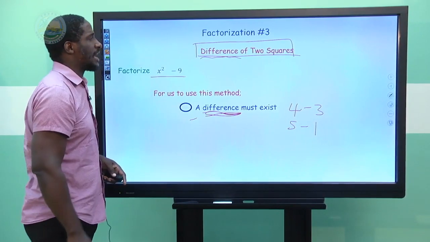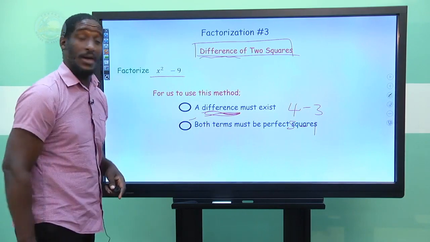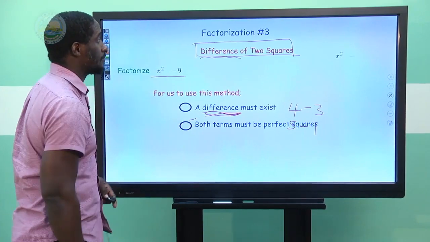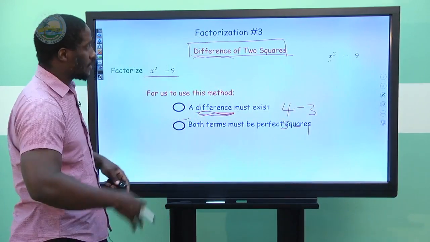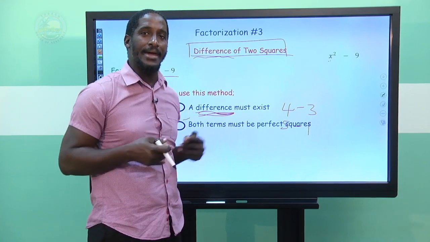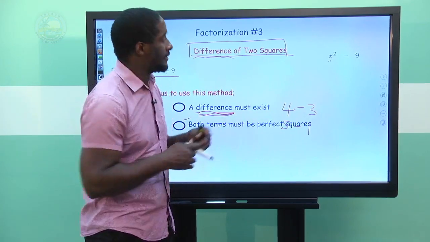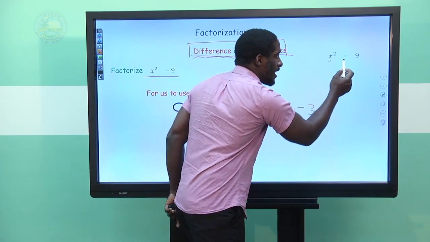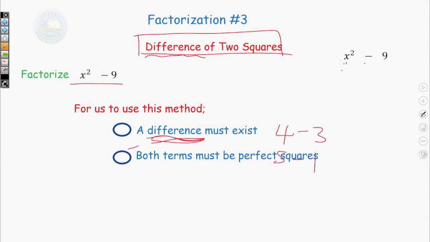x squared minus 9. For x squared minus 9, both of them must be perfect squares. Yes, x squared minus 9, that's what we're working with here. And the question is, is this an example of differences of two squares? Can I apply differences of two squares to factorize this? Is it a difference that is occurring here? That's right. It is x squared, and from the x squared we are subtracting 9.